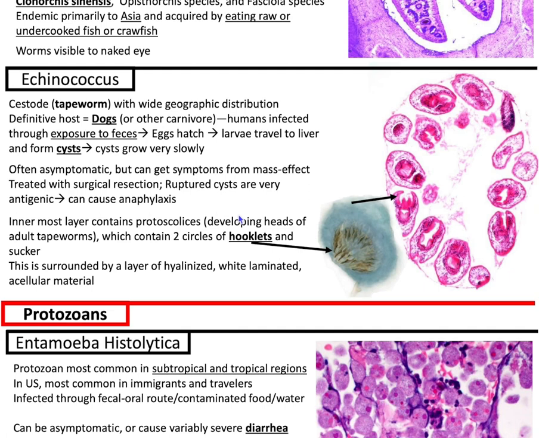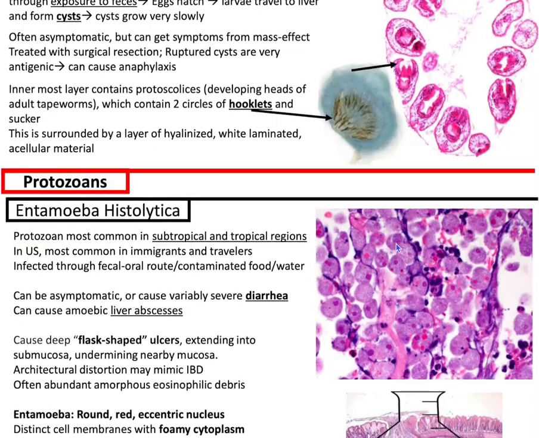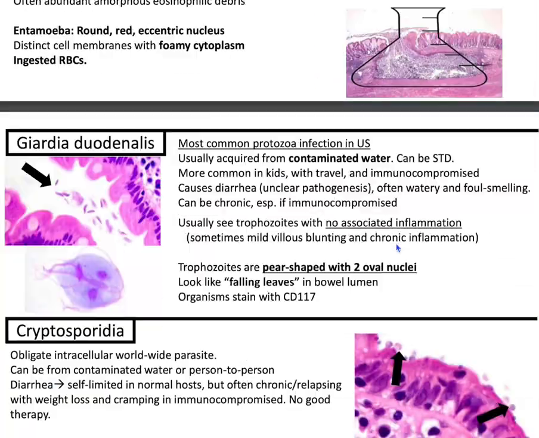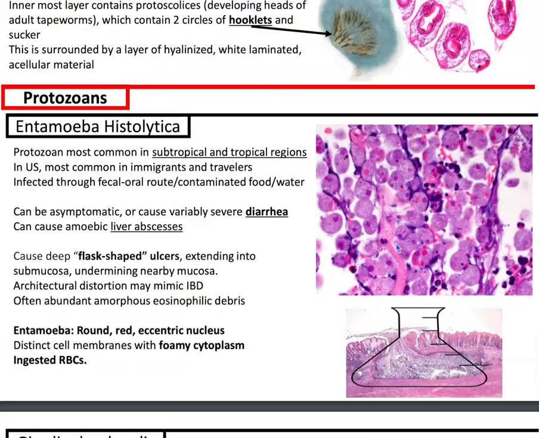Histologically, the innermost layer contains protoscolices, which are the developing heads of adult tapeworms, which contain two circles of hooklets and suckers, as you can see here. This is surrounded by a layer of hyalinized, white laminated acellular material. All right, last but not least, I hope you're hanging in there because we're almost done.